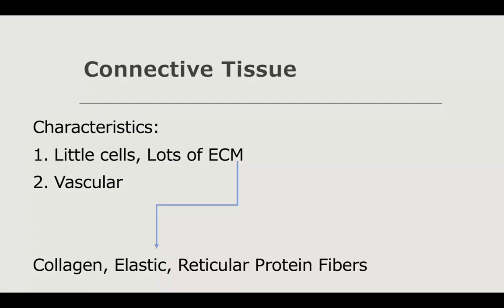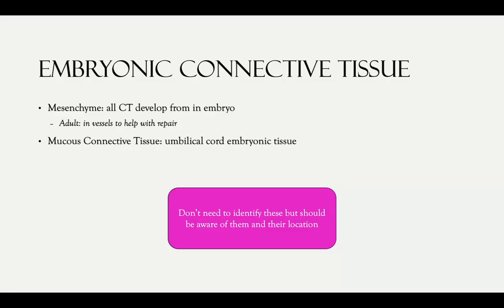Now, with connective tissue, we have two categories that we will look at first. Okay, so connective tissue is broken into the embryonic connective tissue and the mature connective tissue. For the embryonic connective tissues, there are two. I don't need you to identify these, but we need to be aware of them and talk about their location.